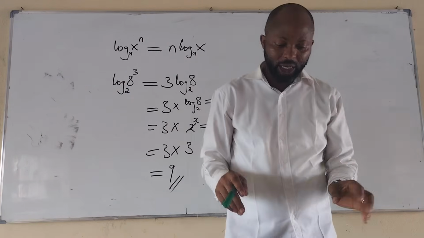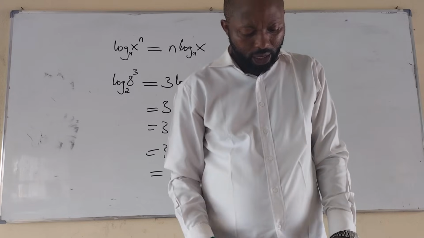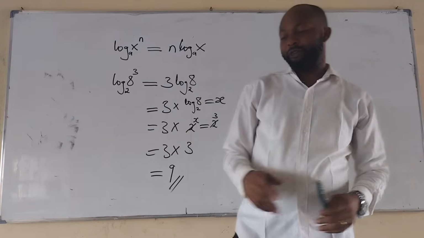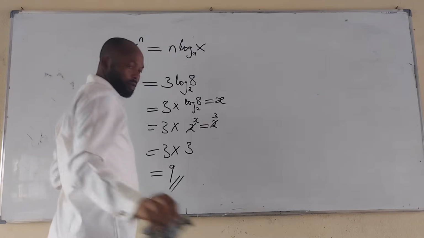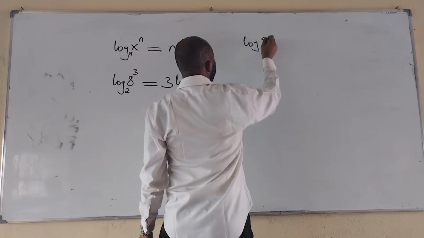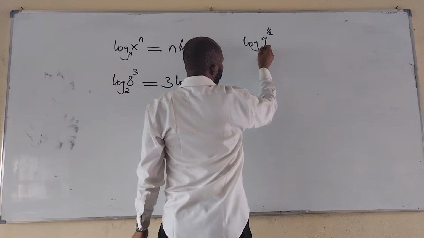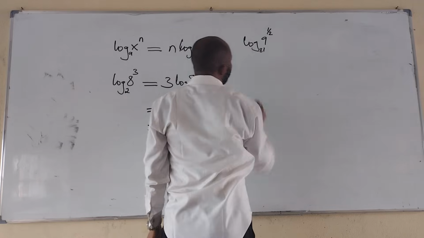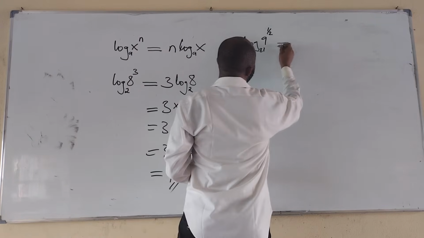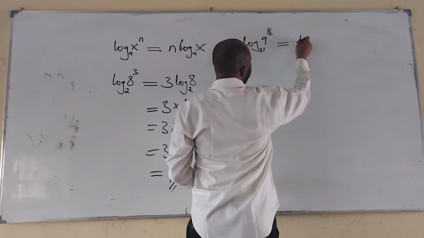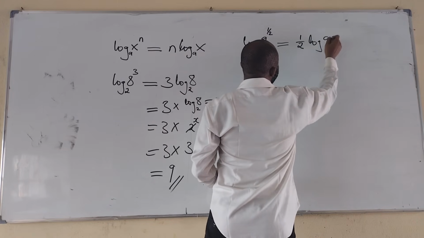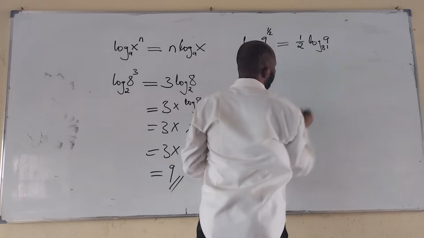We can still take another example to show that. Log 9 raised to the power half in base 81. So we use the power to multiply. So this becomes 1 over 2 multiplied with the log of 9 base 81.